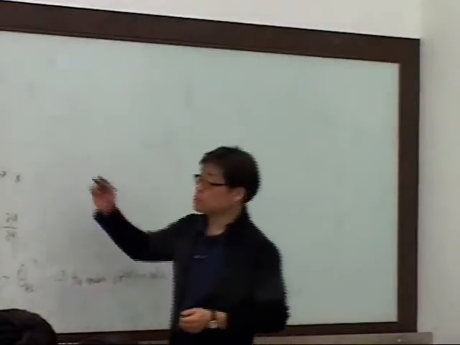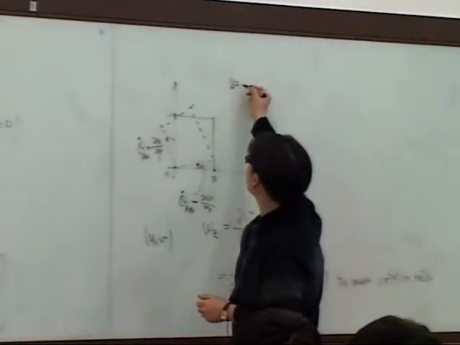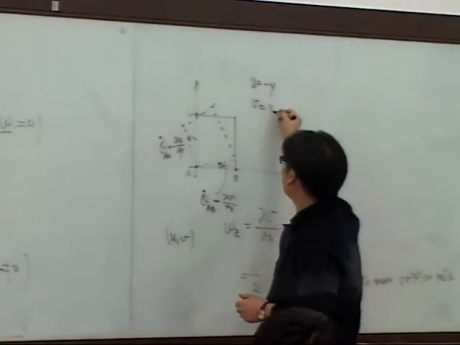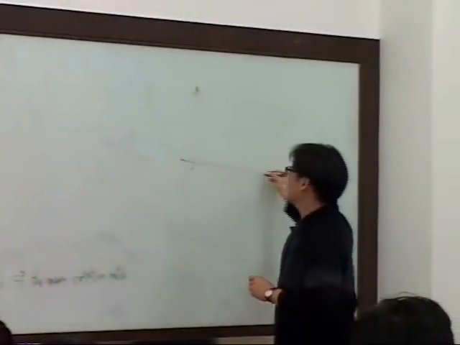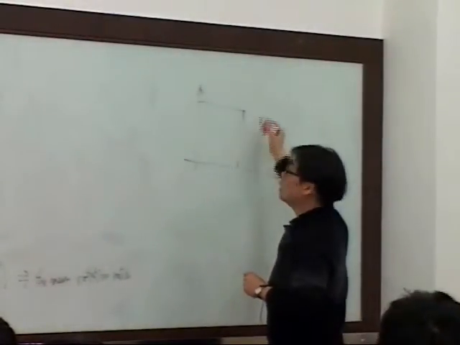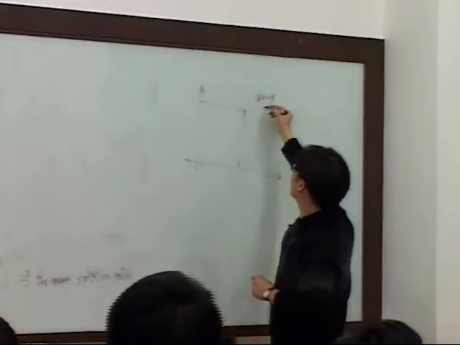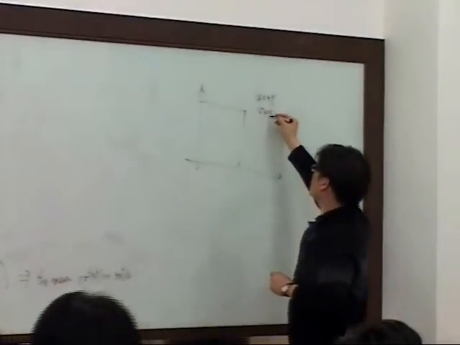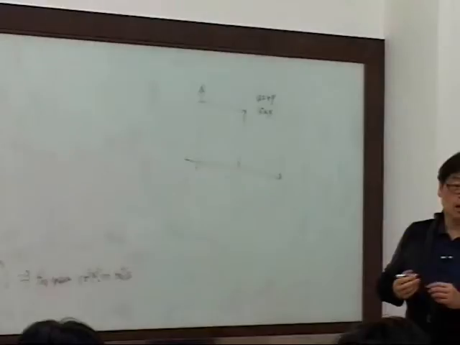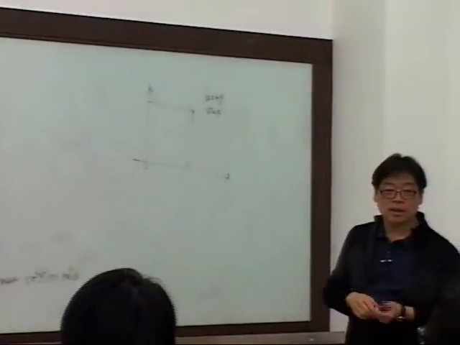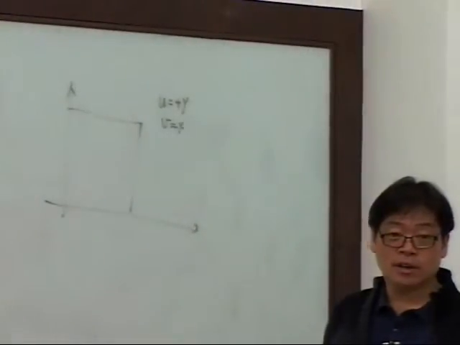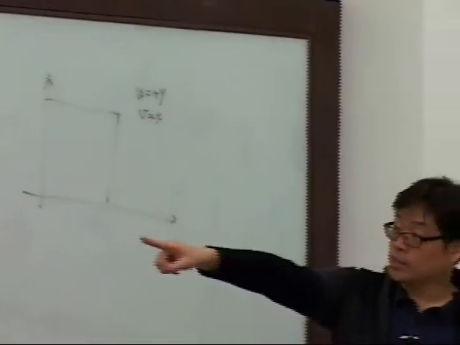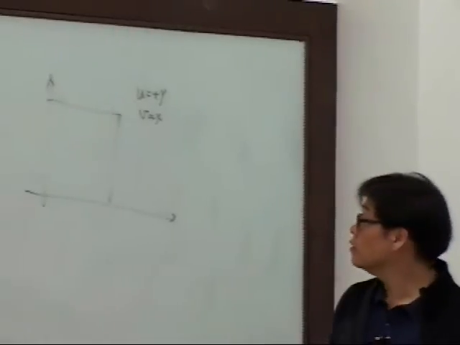So this is what happens. u is minus y, and v is x. On the other hand, the second case is almost the same, but I changed the sign for u, okay? Then I said the vorticity is 0.